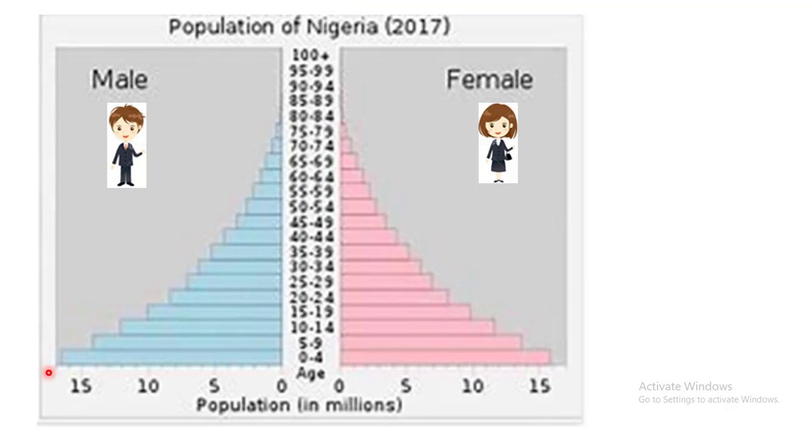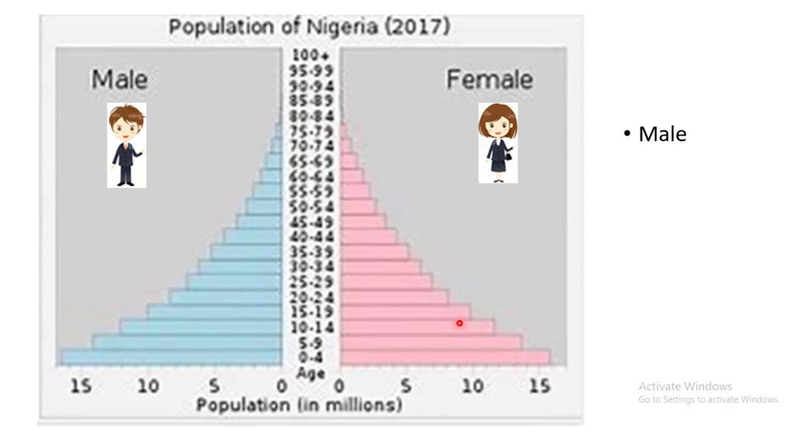But if you look at the bottom part, from 0 to 4 years old, you see 15 million plus for girls, 15 million plus for the males. And what does this imply? Before now, a lot of people used to say the females are more than the males. But with what we are seeing here as of 2017, you see that they are almost the same. So what is the importance of this?